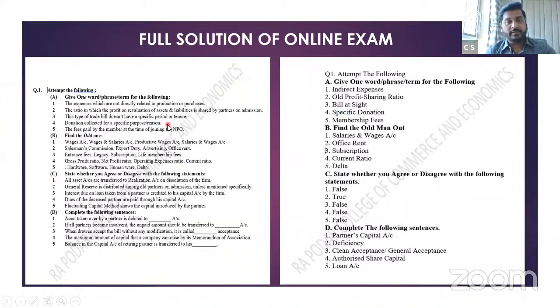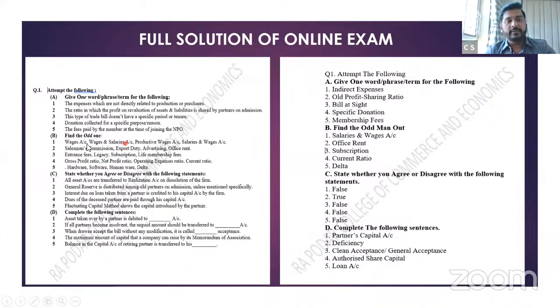Now here I have seen some people have written liability as the answer. Don't write such kind of answers. It is not expected that you just consider it as asset or expense or liability or income. I would say always understand the tone of the question and accordingly try to give the answer. Here the answer is specific donation. The fees paid by the member at the time of joining an NPO, membership fees.